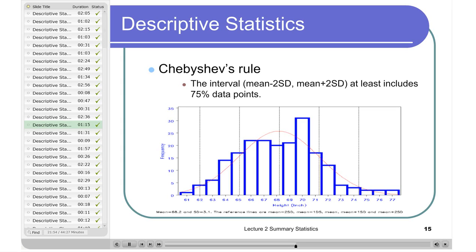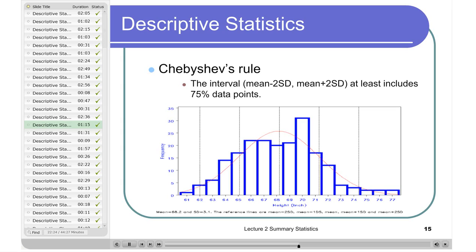Chebyshev's rule says that if you look at all of the data that's within 2 standard deviations of the mean, that will be at least 75% of the data points. It could be much more than 75% of the data, but it has to be at least 75%. In other words, if you consider the graph that we were talking about on the previous slide, and you look at all of the points that are between that far left reference line and that far right reference line, at least 75% of the data will be in that range.